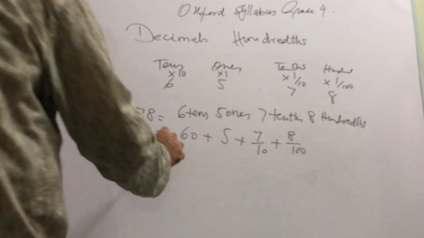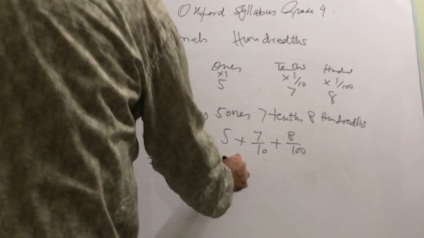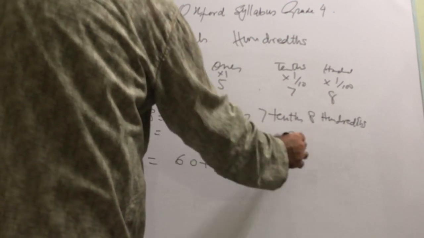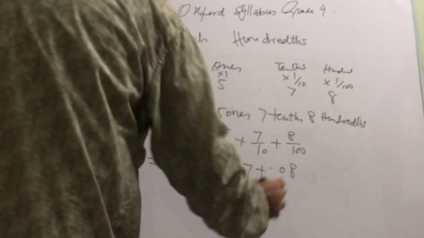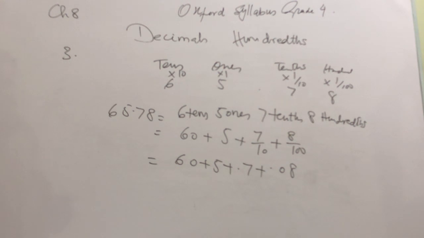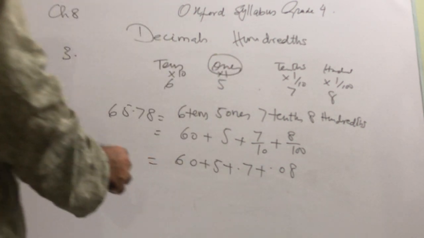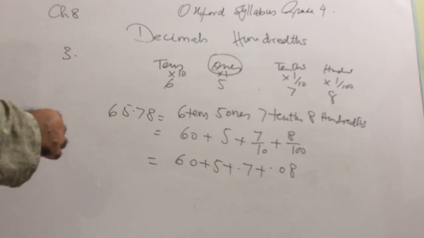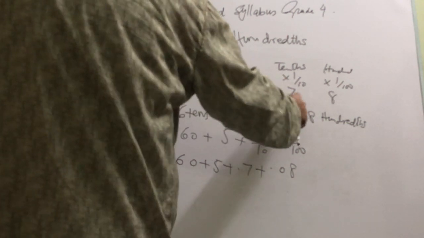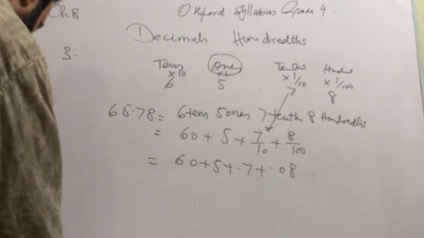Also we can do it like this: 60 plus 5, we can divide 7 with 10, we get 0.7. We can divide 8 with 100, we get 0.08. This is also the answer, okay. So the digit 5 is in the dash place. 5 is in the ones place, its answer. What is the value of digit 7? It is 7 over 10. Okay, these are the blanks below.